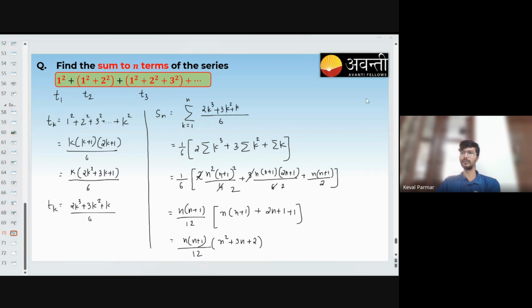Yes, 2 ones are 2. It is factorizable. So my final answer will be n into n plus 1 into n plus 2 into n plus 1. These are the factors of the term upon 12. So basically, I can write n into n plus 1 the whole square into n plus 2 upon 12. This is my answer.